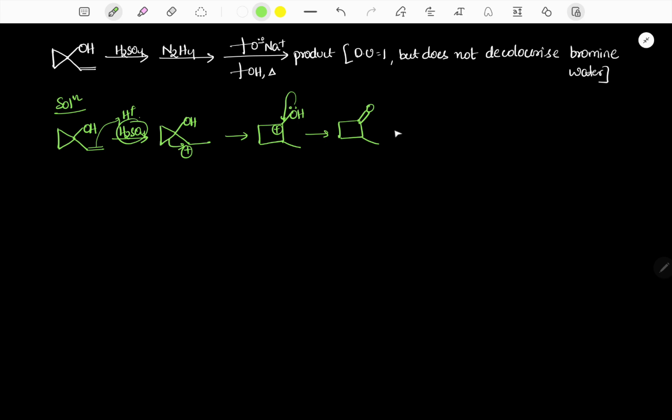That is the first reaction. Now it is treated with hydrazine, N2H4. We remove the water and form the corresponding hydrazone derivative. Generally, when a nitrogen nucleophile reacts with an aldehyde or ketone, we use a slightly acidic medium.